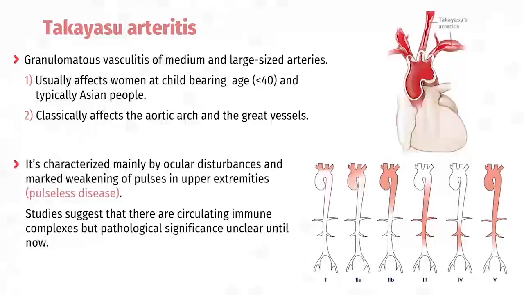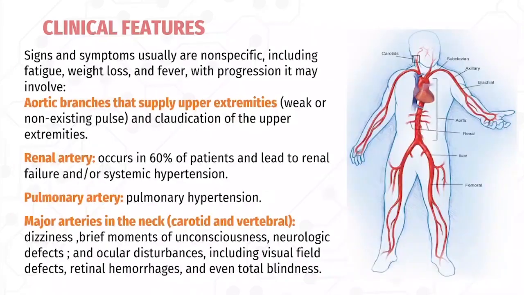It's characterized mainly by ocular disturbances and marked weakening of pulses in the upper extremities. Hence, it's called pulseless disease. Studies suggest that there are circulating immune complexes, but their pathological significance is unclear until now.